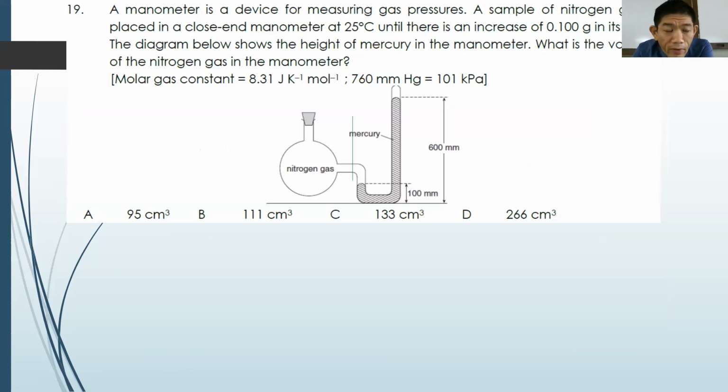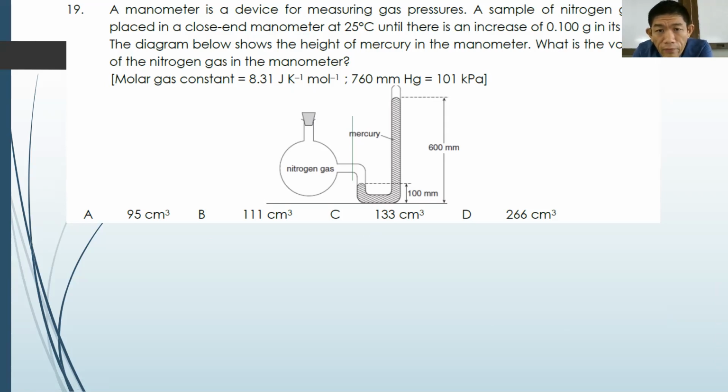So given to you, the molar gas constant is 8.31 joule Kelvin minus 1 mole minus 1, and 760 millimeter mercury is equal to 101 kilopascal. Since the question gives you the pressure in millimeter mercury, you have to change it to kilopascal, because the gas constant is given in joule Kelvin minus 1 mole minus 1. If you see this unit, you must understand that the pressure must be in Pascal, whereas the volume must be in meter cube. Okay, so how are you going to solve this?